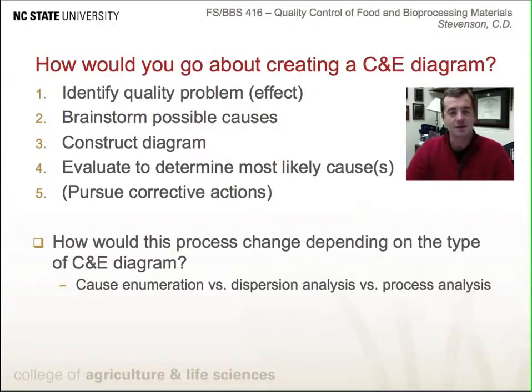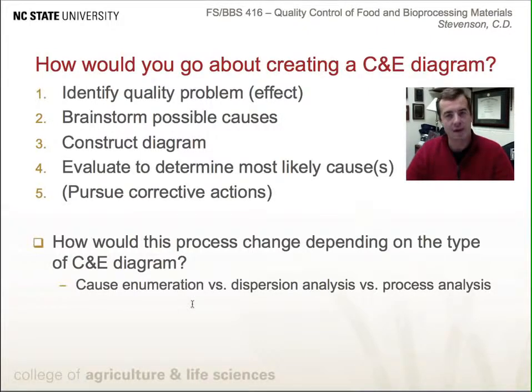Let me ask you a question. How would this process change depending on the type of cause and effect diagram? In other words, I already gave you a hint in terms of the cause enumeration versus dispersion analysis type of cause and effect diagram. But would this process be different? Would these 5 steps be different if you were making a process analysis diagram as opposed to one of these other 2 types of processes?